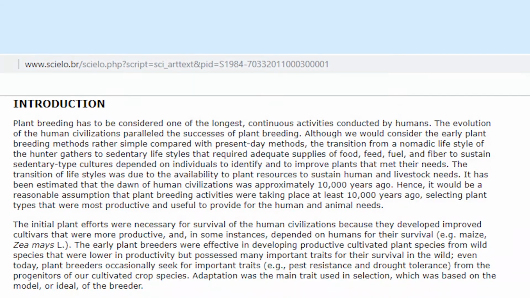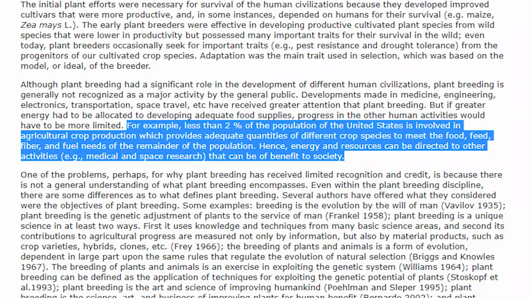Only as little as 2% of the population of the United States is involved in agricultural crop production. This crop production provides adequate quantities of different crop species to meet the food, feed, fiber, and fuel needs of the remainder of the population.